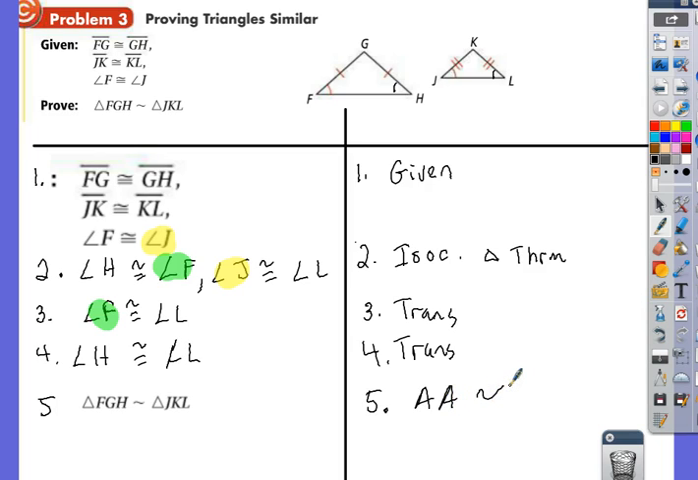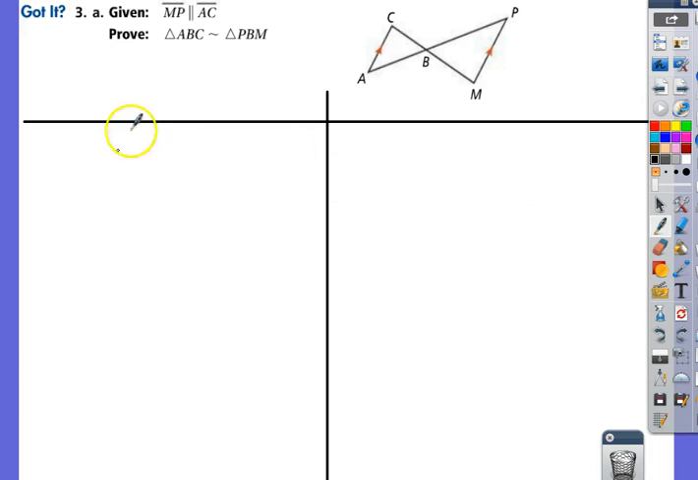See how proofs go? Y'all remember them? I remember. Well, there you go. All right, you do this proof. You can work with your partner.